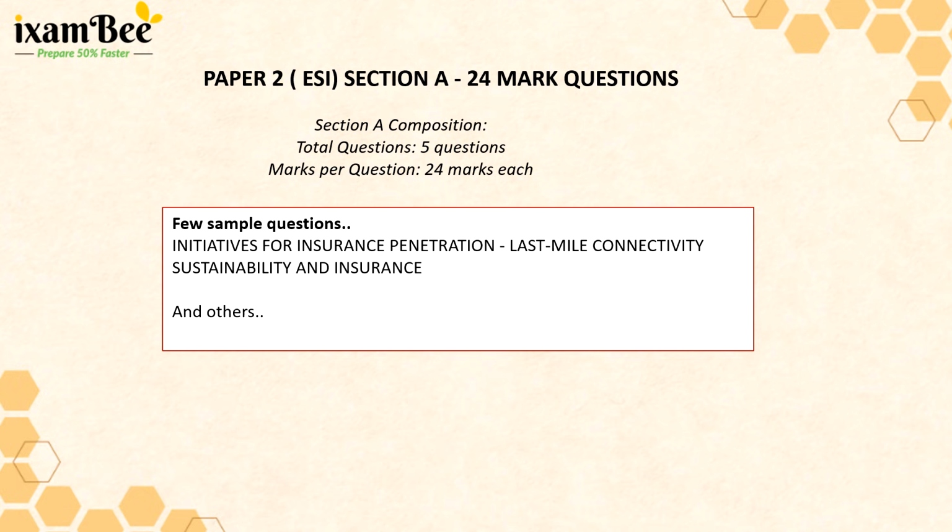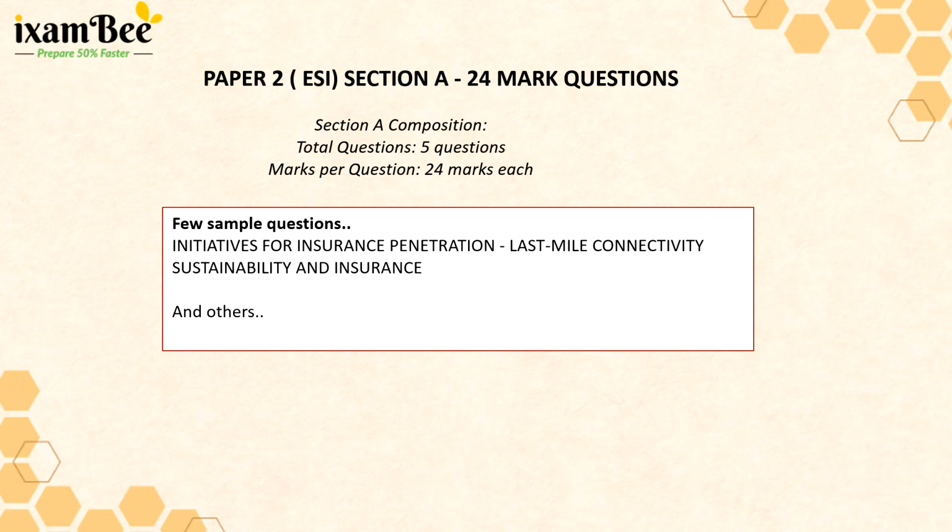Some sample topics which were asked in last year's paper were initiatives for insurance penetration, the last mile connectivity, and sustainability and insurance, and other topics based on the syllabus. What this means is that each question expects a substantial answer, roughly 300 words per response. These are conceptual questions that test your understanding of how insurance works within the broader economic and social context.